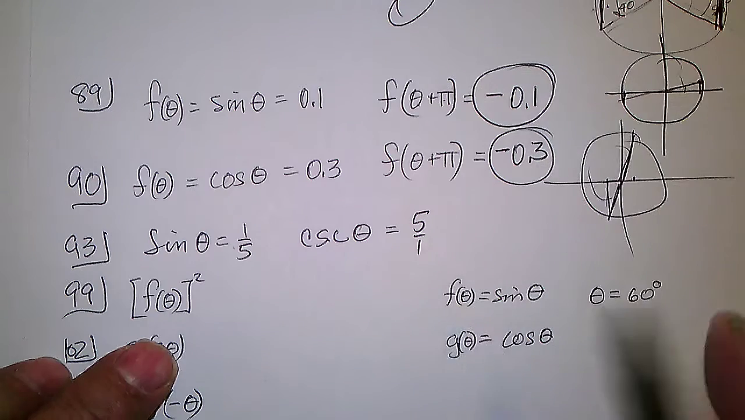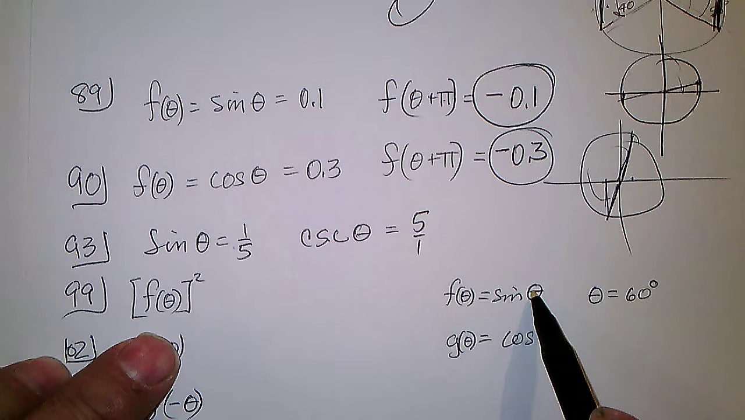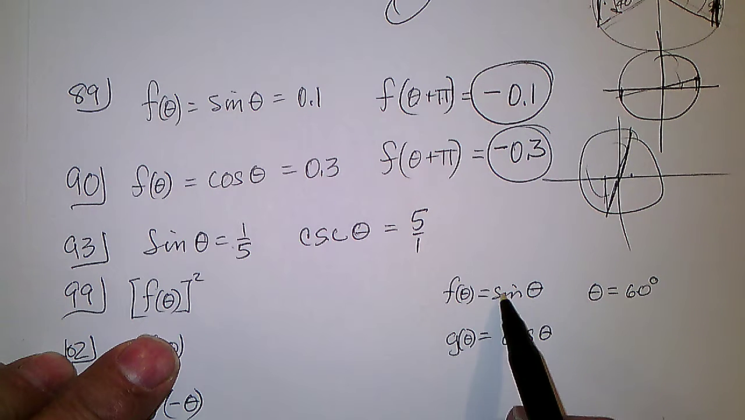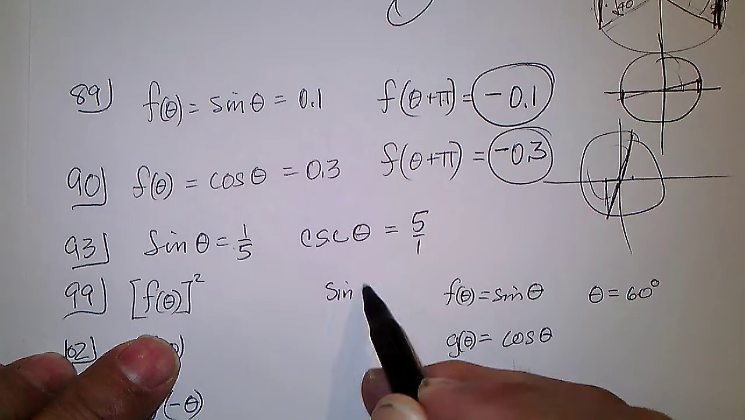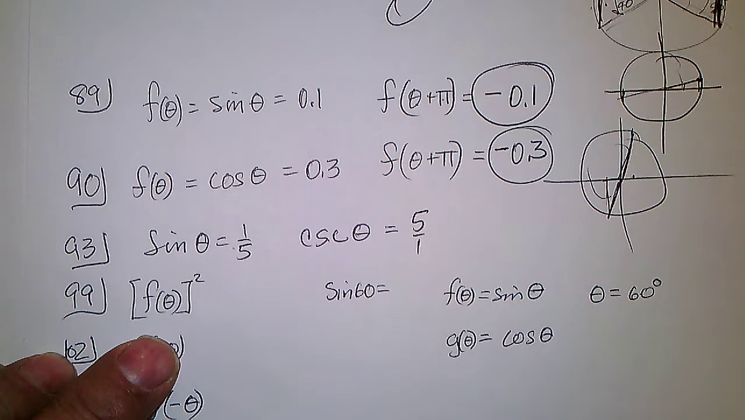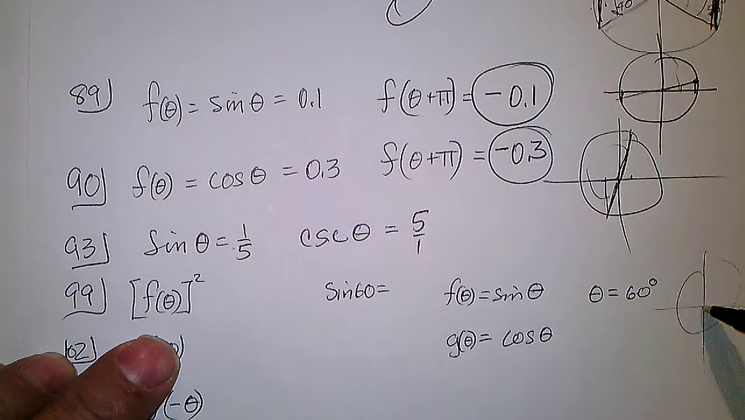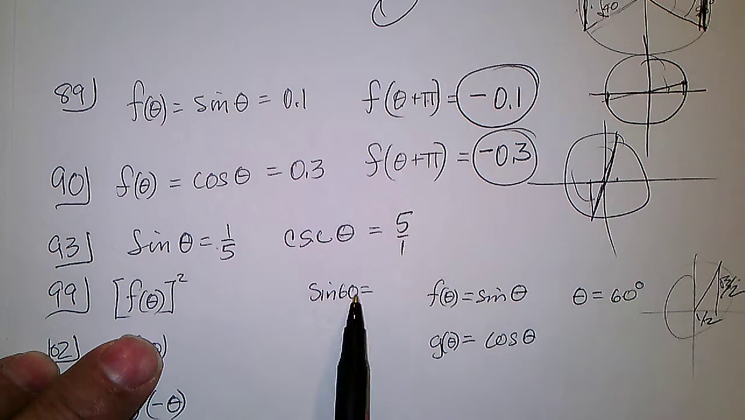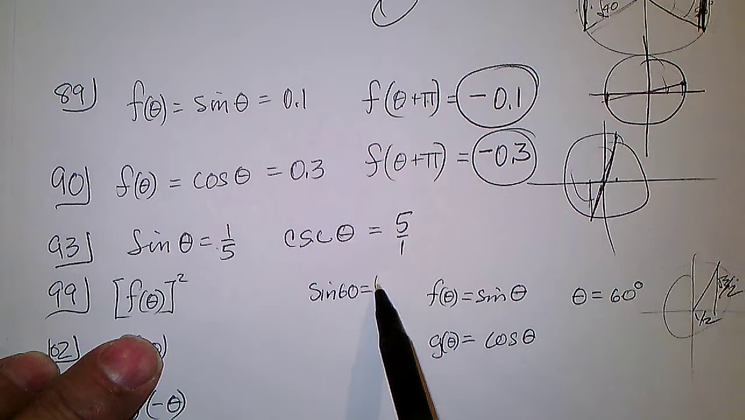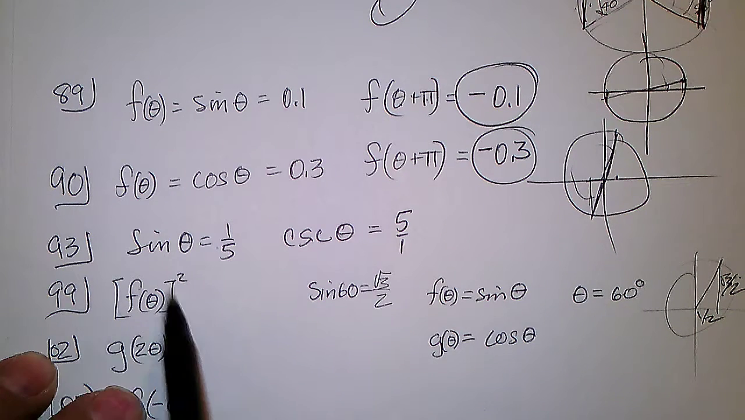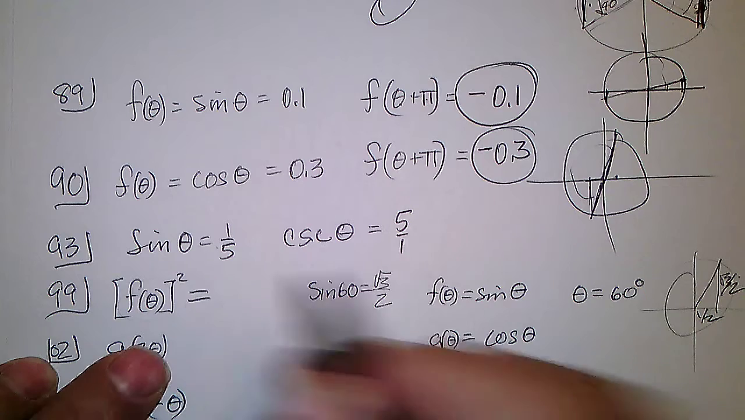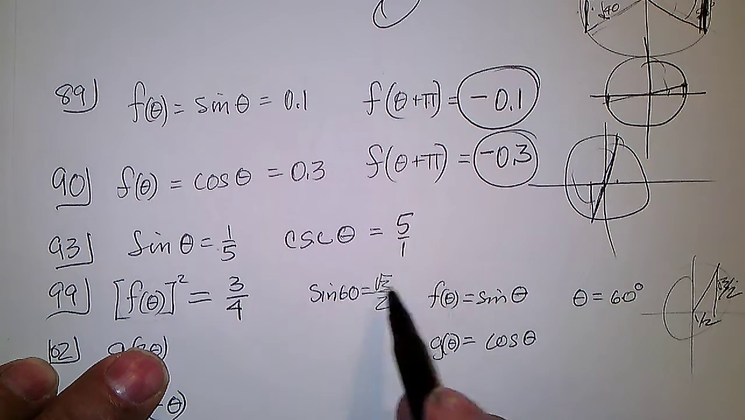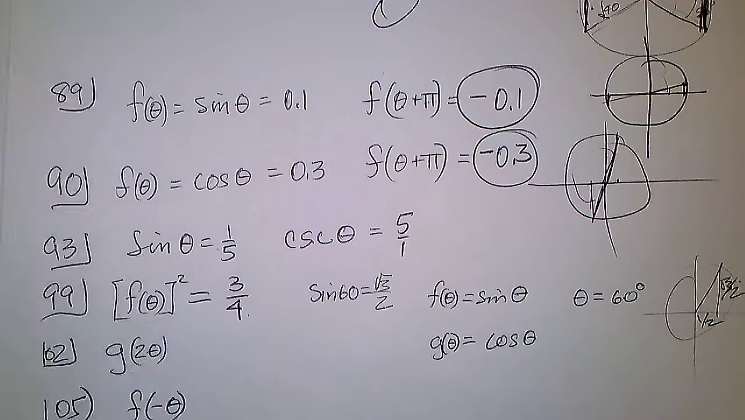It says, if f of theta is the sine of theta, and the angle is 60 degrees, the sine of 60 is square root of 3 over 2, cosine is 1/2. So this would be square root of 3 over 2, and if we square that, we would get 3 over 4. Square root of 3 squared is 3, 2 squared is 4.